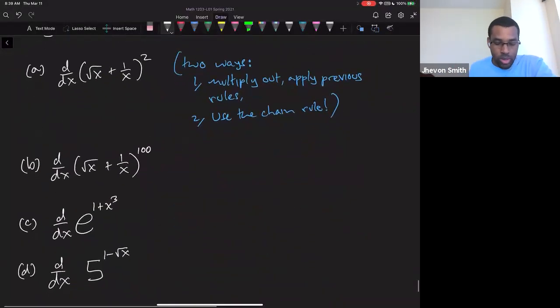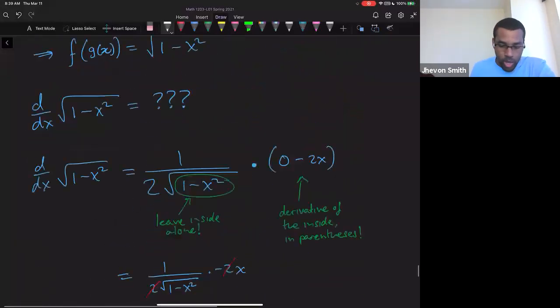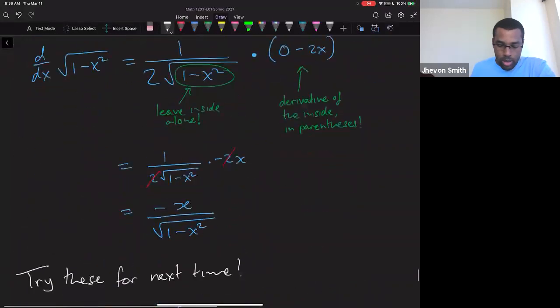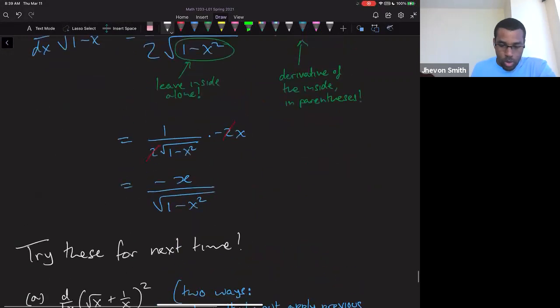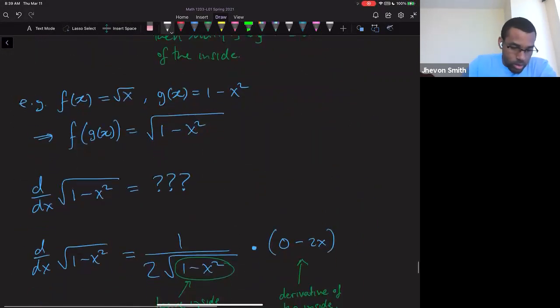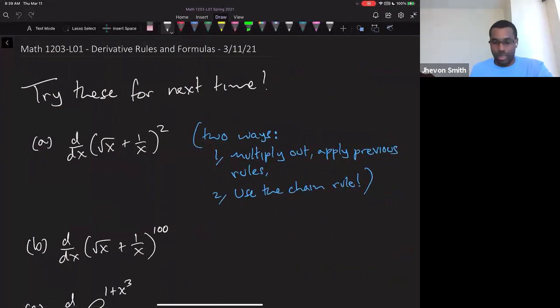Then I sort of left you with a few examples here, which technically we don't know all the rules that apply yet. But we'll know enough. So now let's actually begin. We have to try these guys.